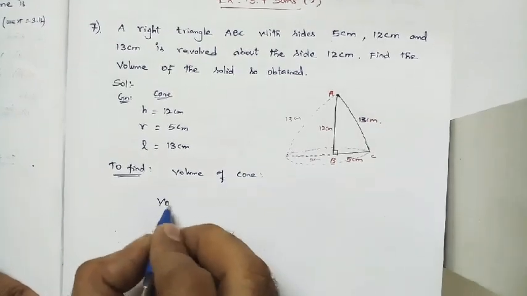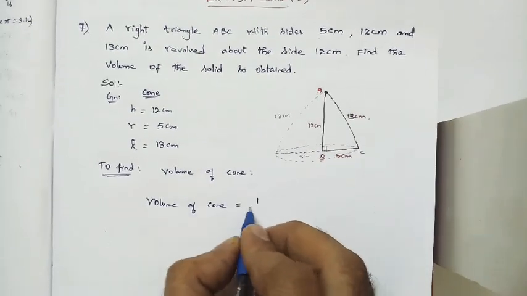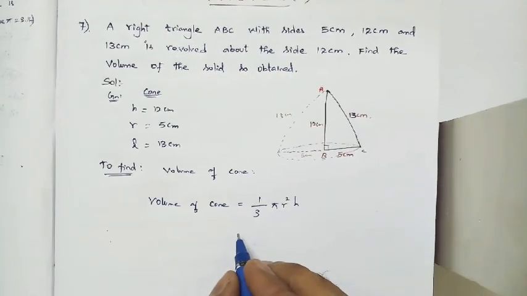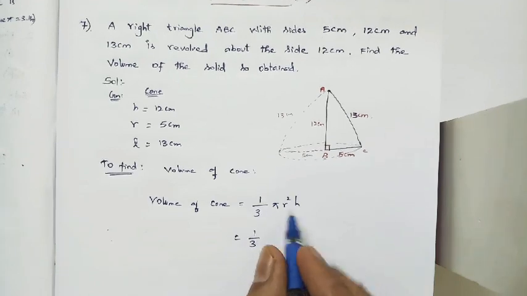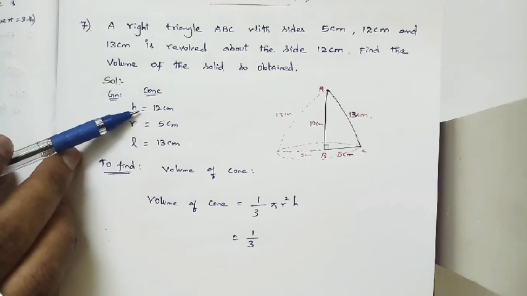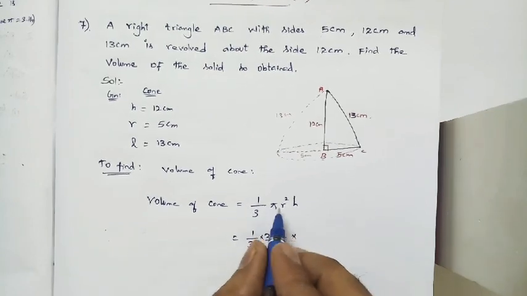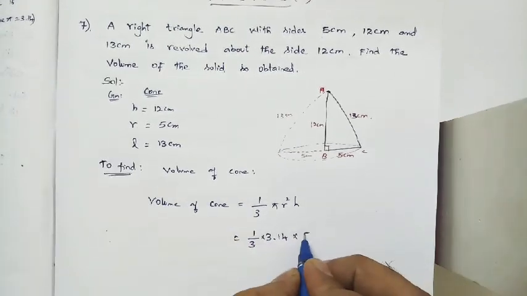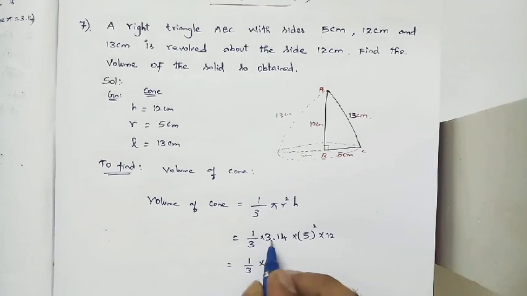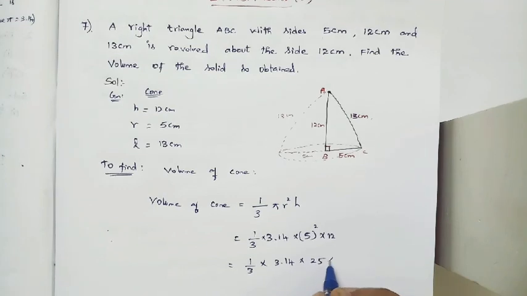The volume of the cone is equal to 1 by 3 pi r square h. Substitute the values. The r value and h value are not multiples of 7, so we can substitute 3.14 for pi. So 1 by 3 into 3.14 into r square, where r is 5, so 5 square, that is 5 into 5, 25, into 12.